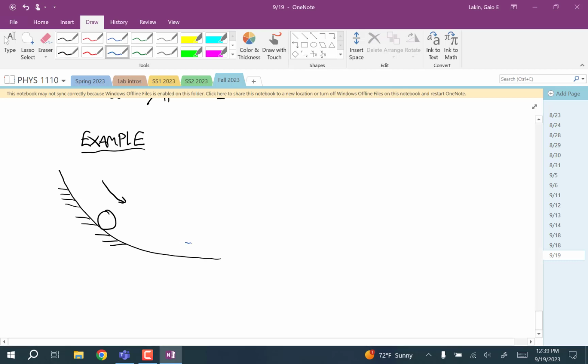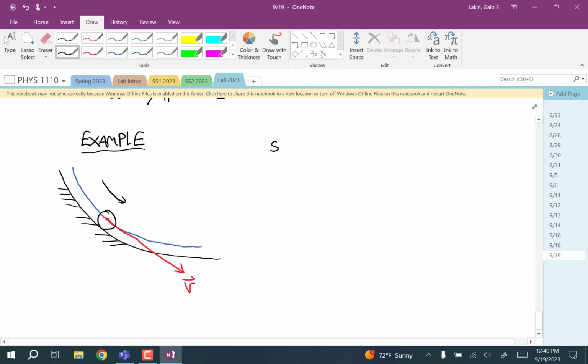The object's path is something like this. Okay, so first the velocity is tangent to that path, so the velocity is something like that. Notice that all these vectors, even when the path is curved, the vectors are straight. Vectors are always just arrows. They can't have curves on them.